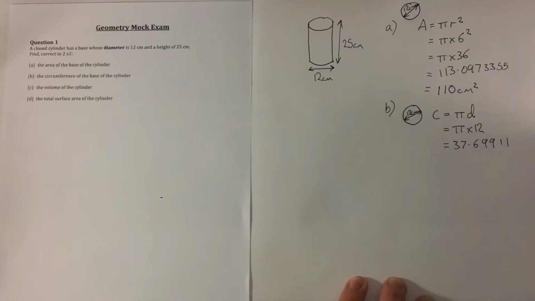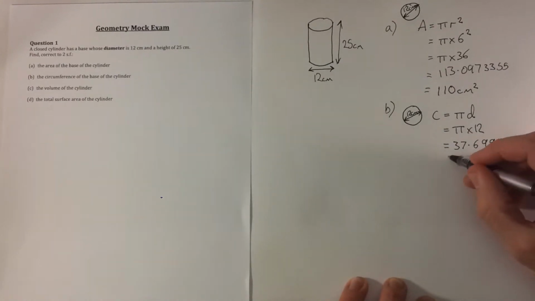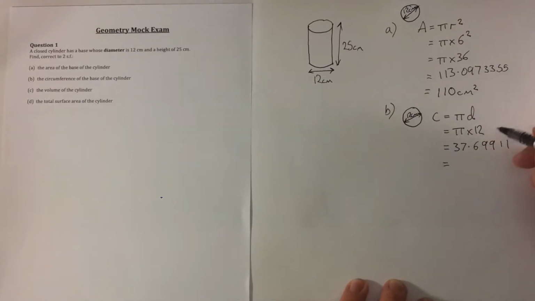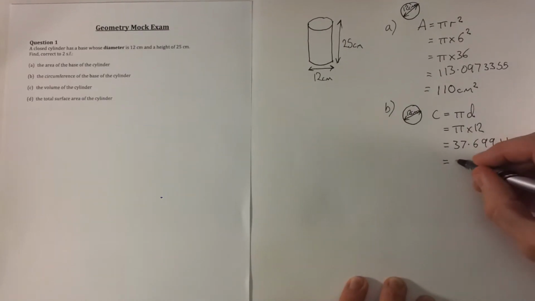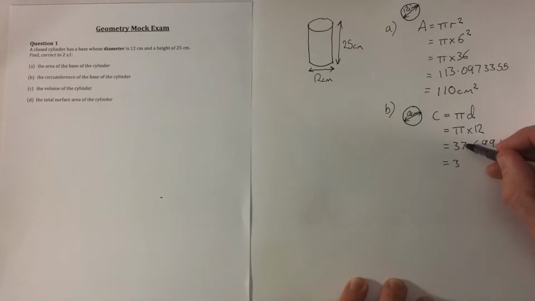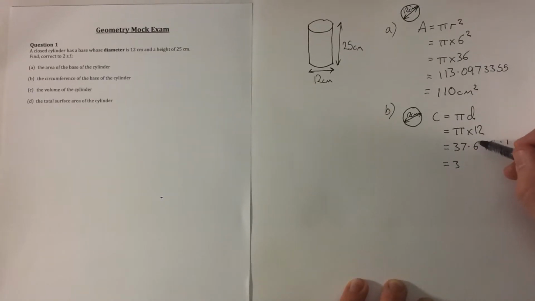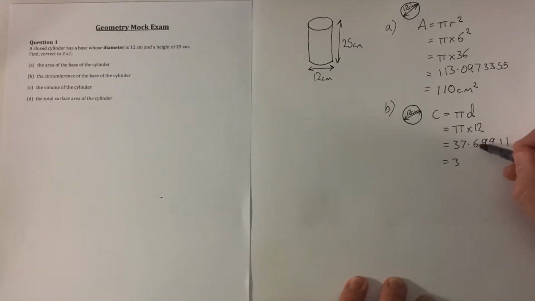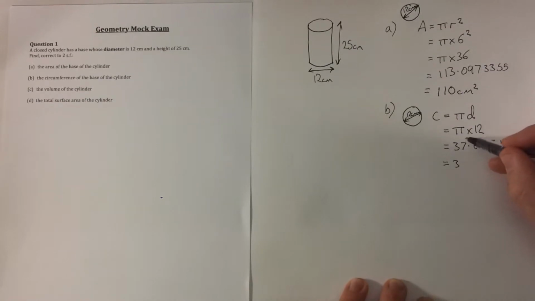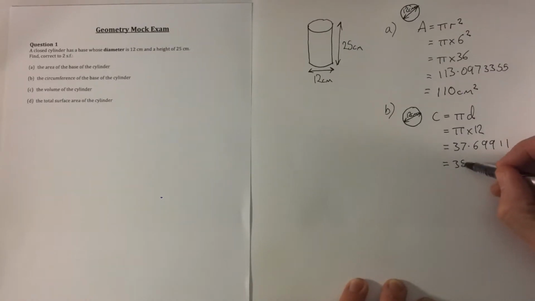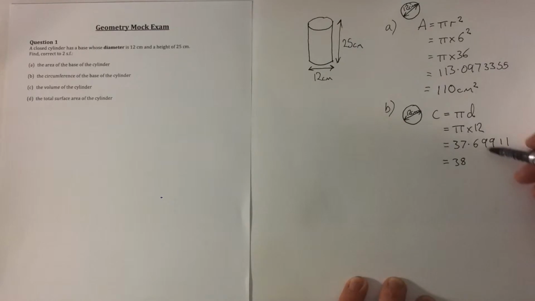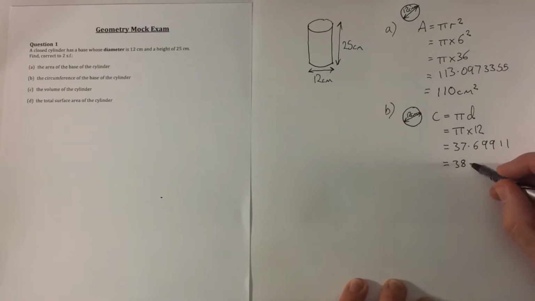37.69911, and so on. Rounding this off to two significant figures, here's our first significant figure, here's our second significant figure. So we consider this number. Now because this number is 5 or above, this number gets rounded up to 8. So therefore our final answer for part B is 38 centimetres.